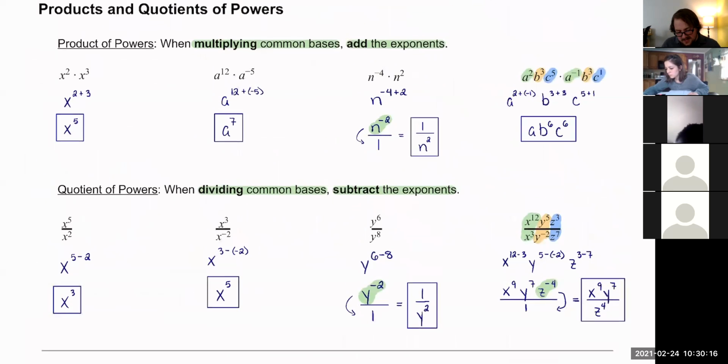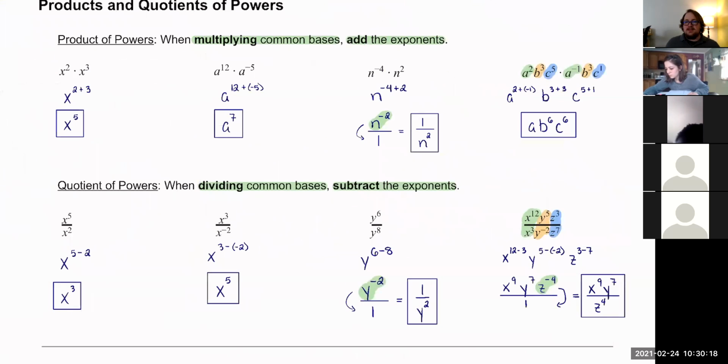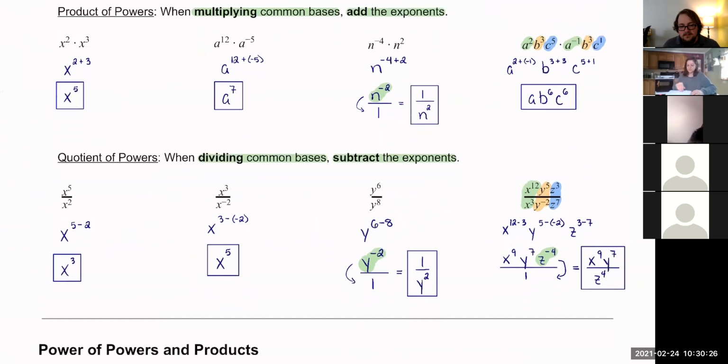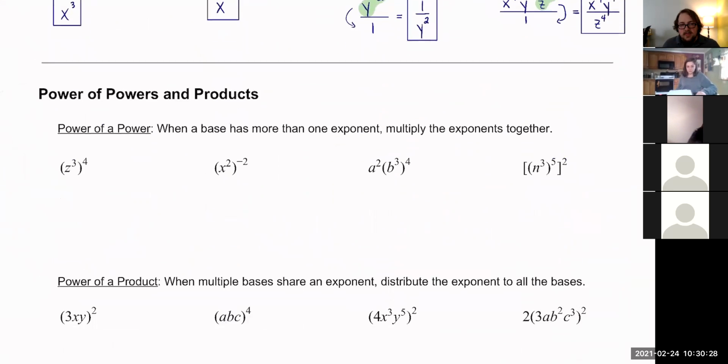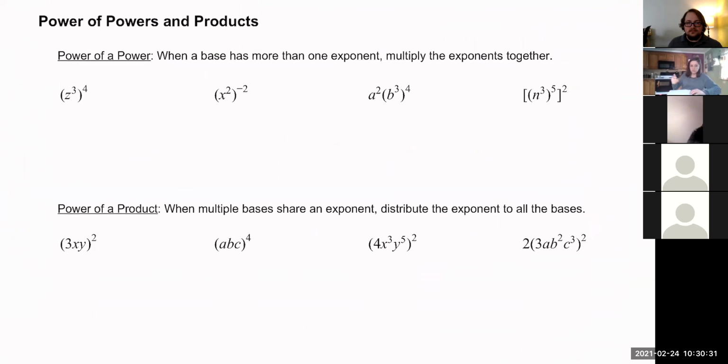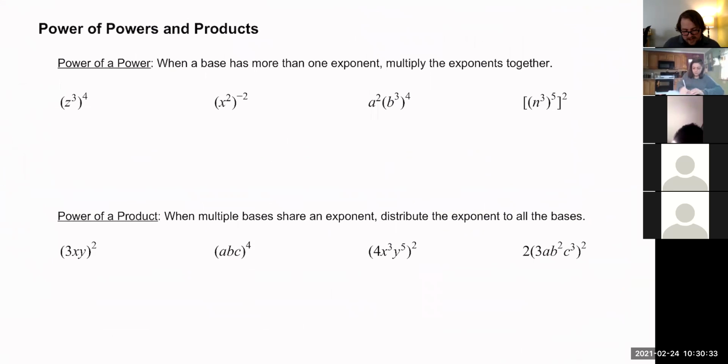So quick summary of that section: multiplying common bases, add the exponents. Dividing common bases, subtract the exponents. And then we get to our last two. We have the power of a power property. We have the power of a product property. So we're going to start with the power of a power.